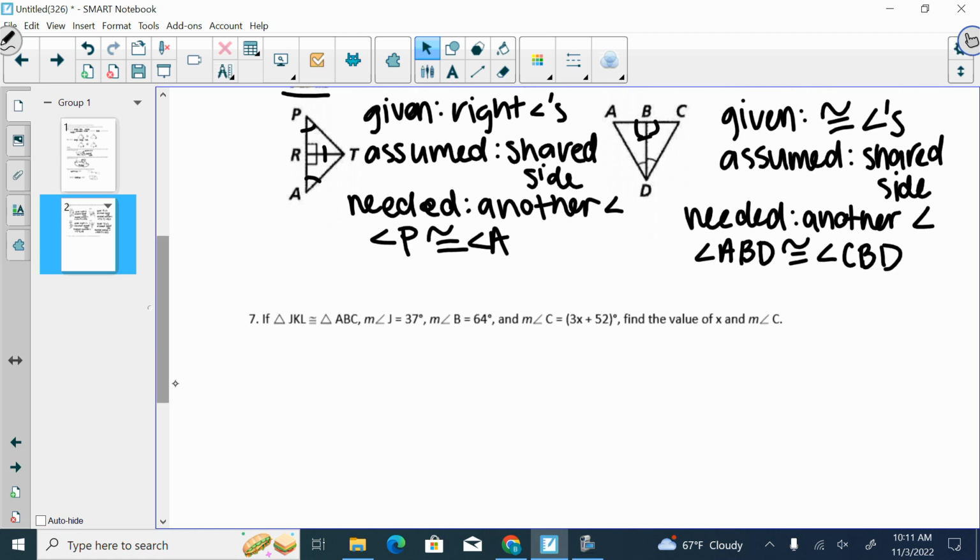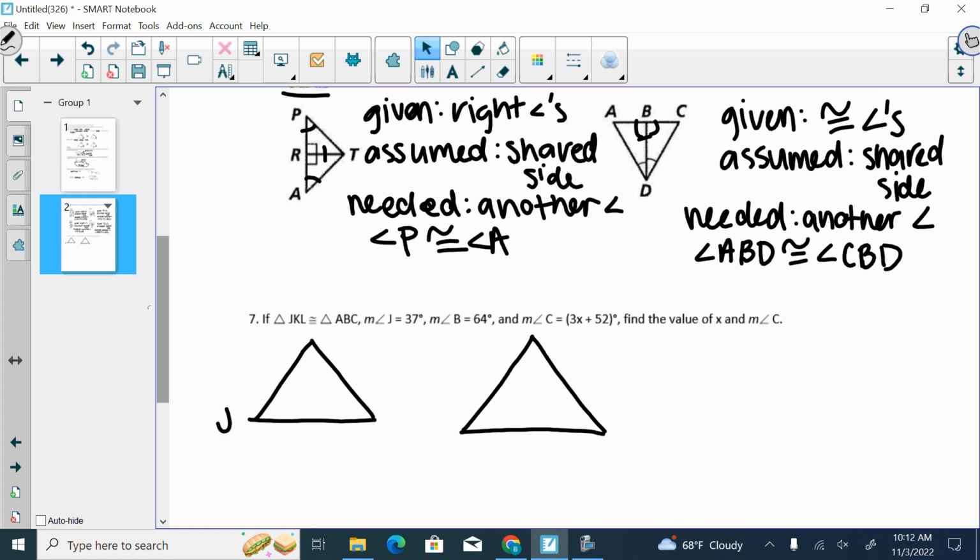All right, on number 7, it says if triangle JKL is congruent to triangle ABC, angle J is 37, angle B is 64, and angle C is 3x plus 52. They want us to find the value of x and the measure of angle C. So, just like yesterday, the first thing I'm going to do is go ahead and draw these 2 triangles. And then I'm going to go in and label them. Remember, we have to put corresponding letters in corresponding places.